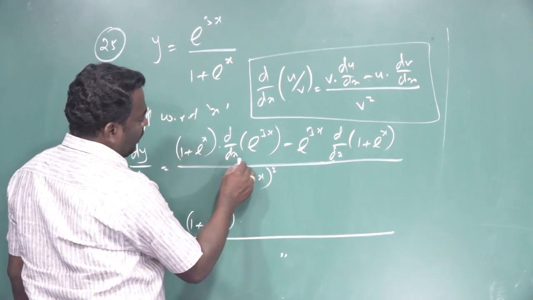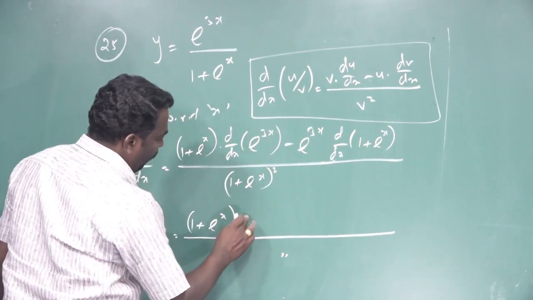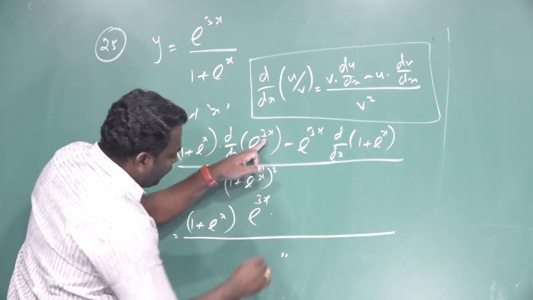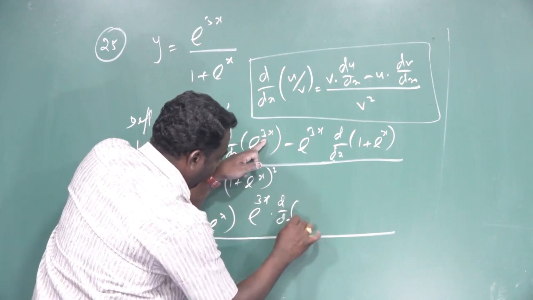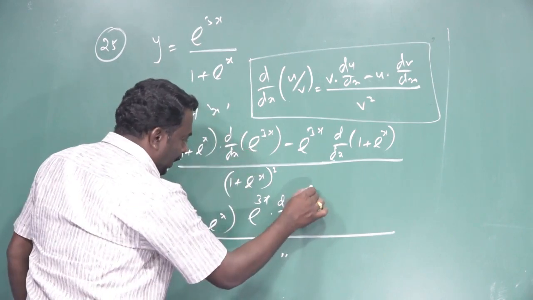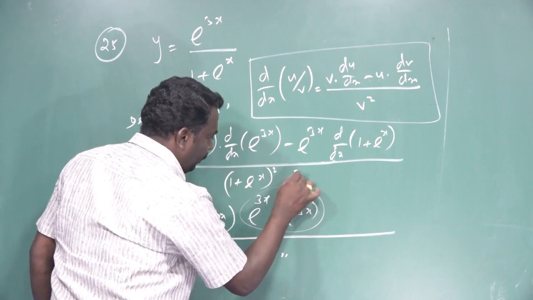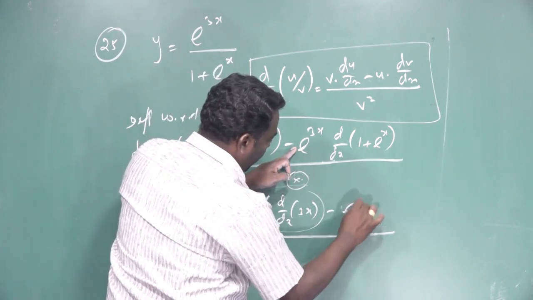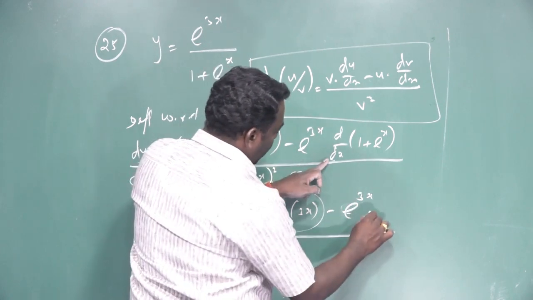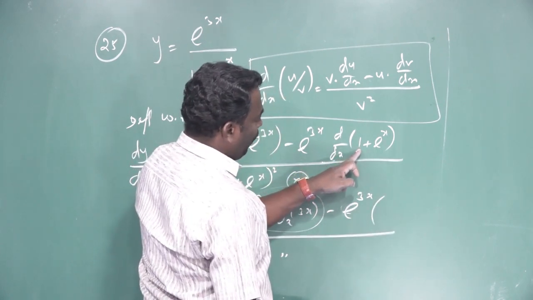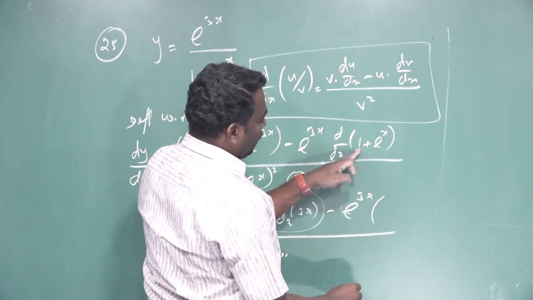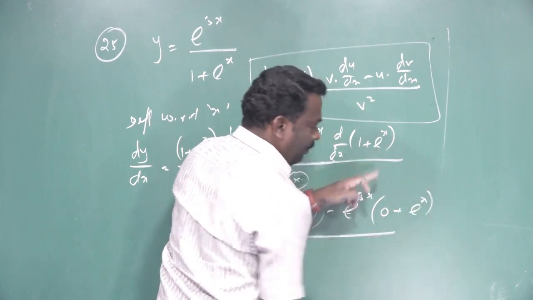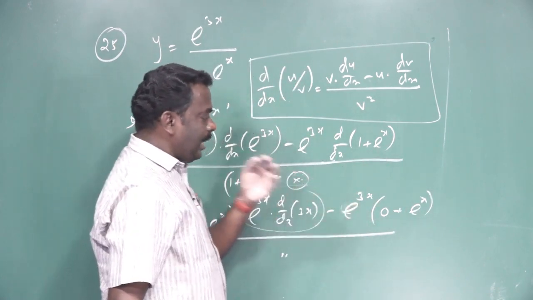Therefore differentiation of e power 3x becomes the same, again the power term differentiation, d by dx of 3x, and this place is important for the sum. Then minus e power 3x as it is, then differentiation of within the bracket 1 plus e power x: with respect to the constant term it is 0, and e power x differentiation is the same, e power x.